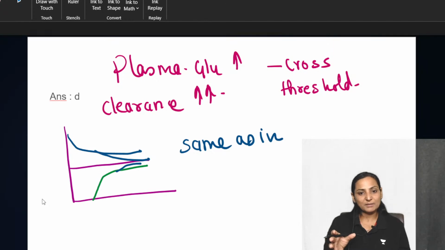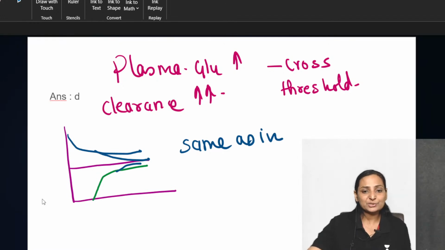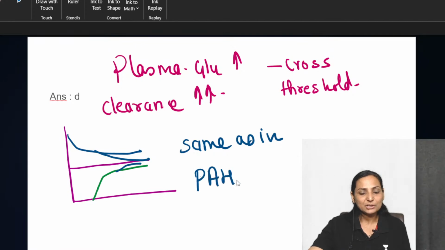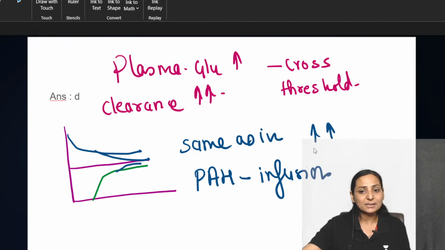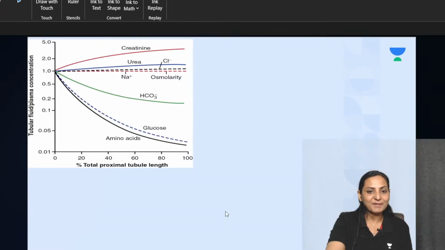So the two clearance curves are very, very important MCQs, and they are totally opposite. Clearance of the reabsorbed substance will increase and the clearance of the secreted substance will go on decreasing. A similar question was there a couple of years before in your NEET PG, wherein the PAH infusion was done and the PAH level was by mistake given more by the technician. This is going to result in a false low value, right?